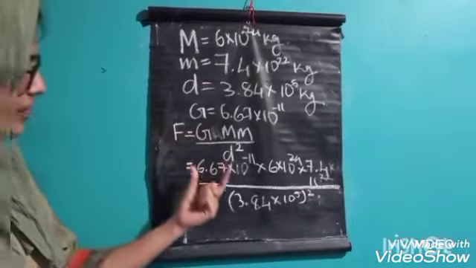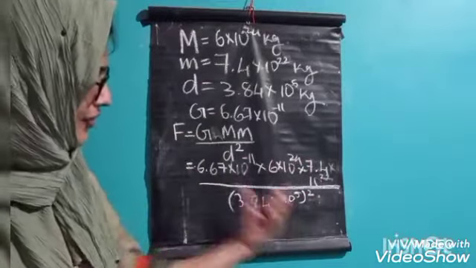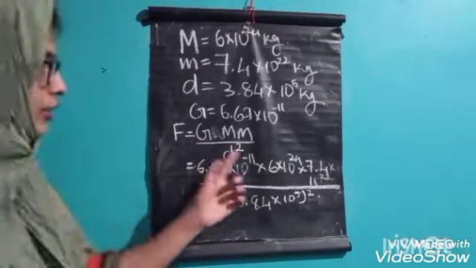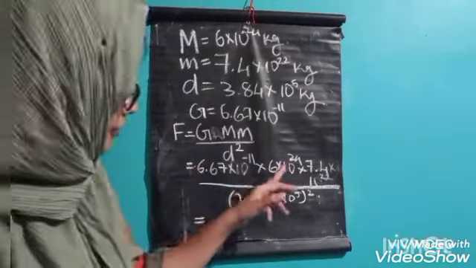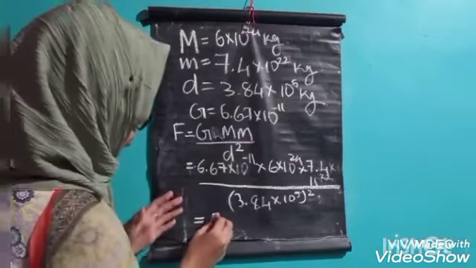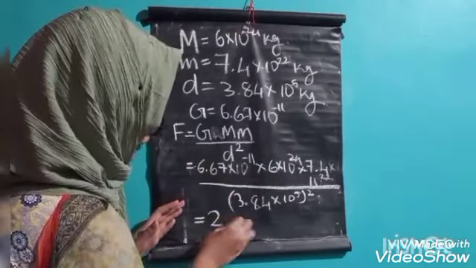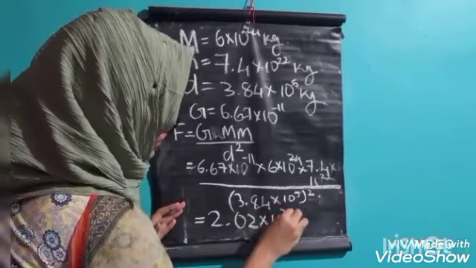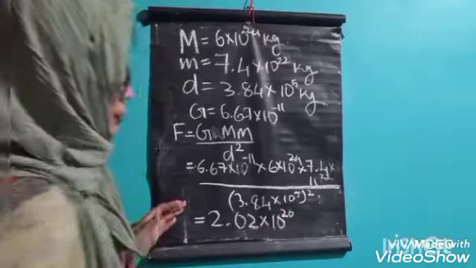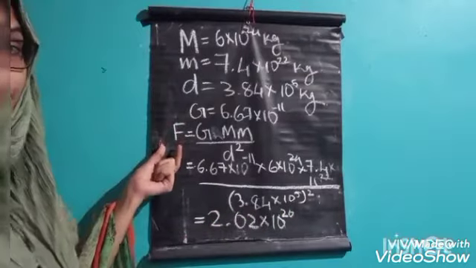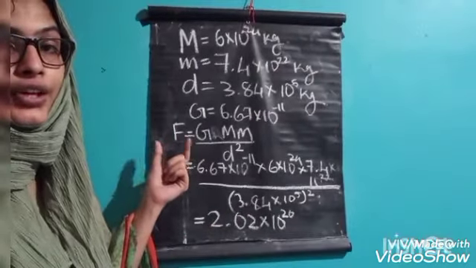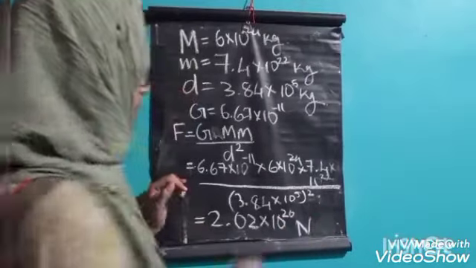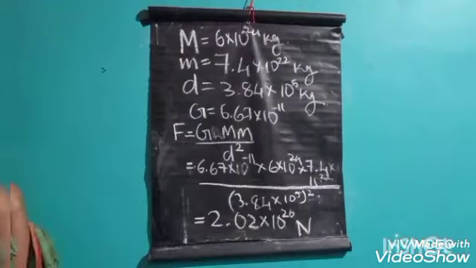By substituting these values and doing the calculation, we will get the answer as 2.02 into 10 raised to 20. What is the unit of force of attraction? That is Newton.